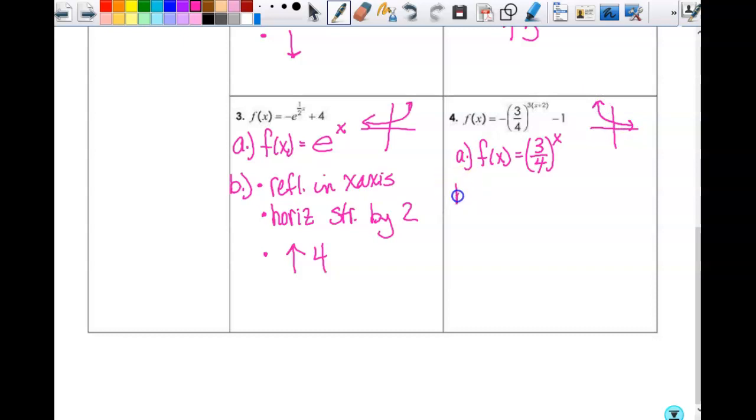So then we look at our transformations. That negative means we're going to reflect it in what? X-axis. The 3/4 is part of the function, right? That 3 in the exponent is what? Horizontal compression. Good. By 1/3. Right, because x lies. And then the 2 is what? Left 2, and the 1? Down 1.